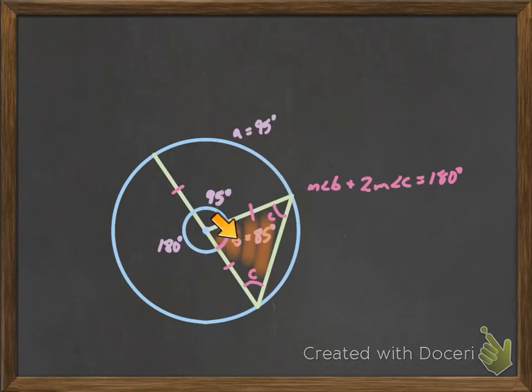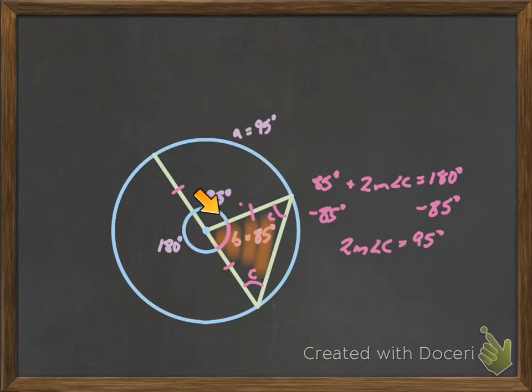So the measure of angle B plus the measure of angle C plus the measure of angle C over here has to equal 180 by the angle sum theorem. If we know this one's 85, we can solve for the measure of angle C. 2 times the measure of angle C equals 95, so that's actually related to our exterior angle theorem that we learned way back when. So this angle on the outside of the triangle equals its two remote interior angles. If we divide both sides by 2, then the measure of angle C is 47.5 degrees.